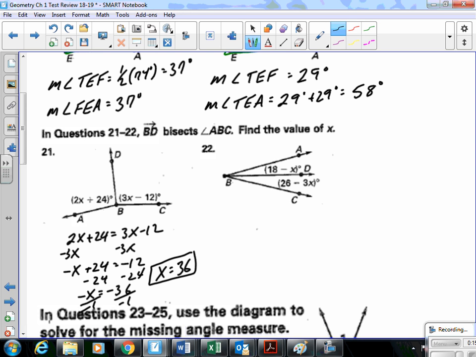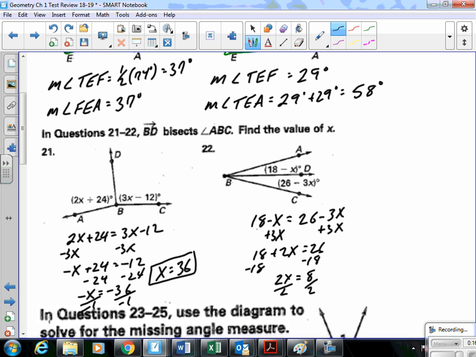22, same concept. BD is a bisector. So angle ABD and angle DBC should be equal to each other. Or 18 minus x should equal 26 minus 3x. So solve for x. Add 3x to both sides. So the 18 plus 2x equals 26. Subtract the 18. It's going to give us 2x equals 8. And divide by 2. Our x value is going to be 4.